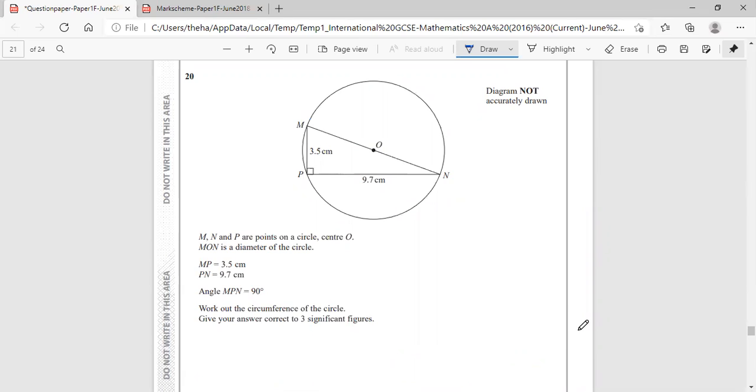Angle, well, this is basically telling us this is a right angled triangle, which means that we can work out the diameter easily by using Pythagoras' theorem. So we're going to do 3.5 squared plus 9.7 squared. That should equal, well, we're going to call it C. So we'll just call this line here C.